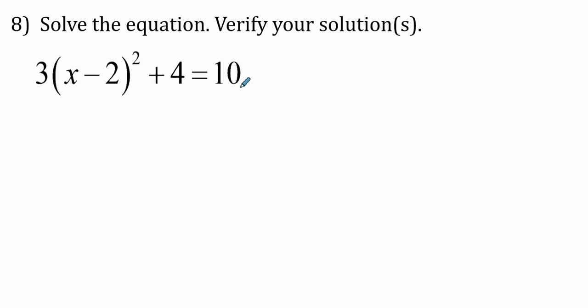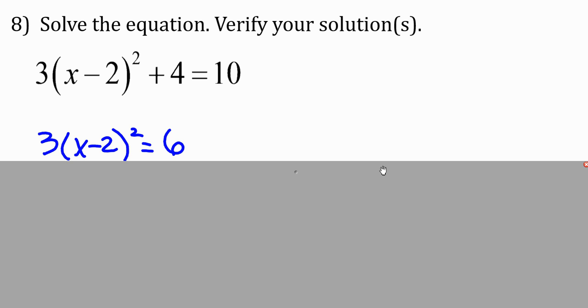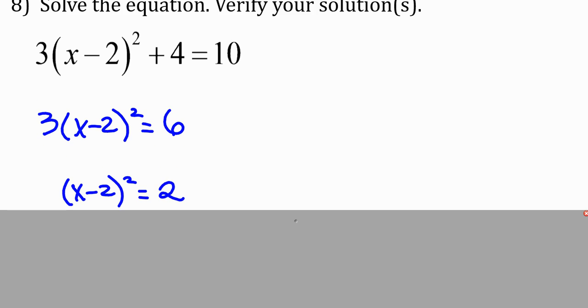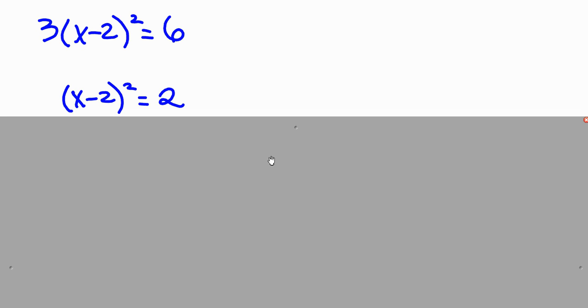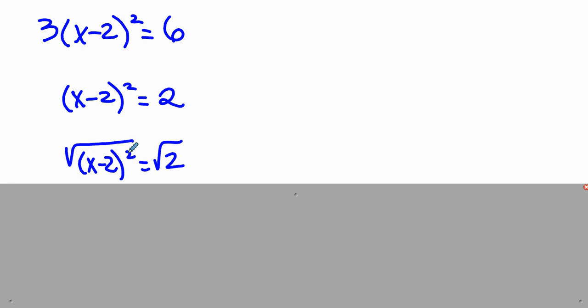One last equation here, we want to solve for x. So we can see that we've got one item squared, so we're going to start working our way to getting that by itself. So we should subtract 4 first, then divide by 3. And now we have the quantity squared equals 2. How do you undo something that's squared? Well, we take the square root of each side.